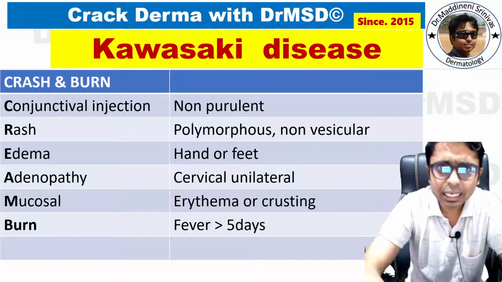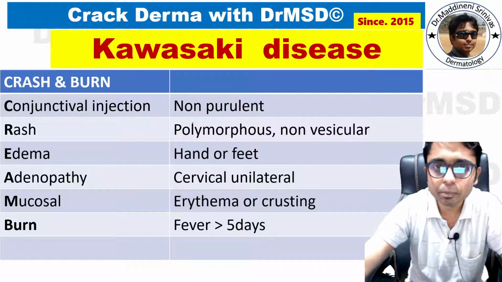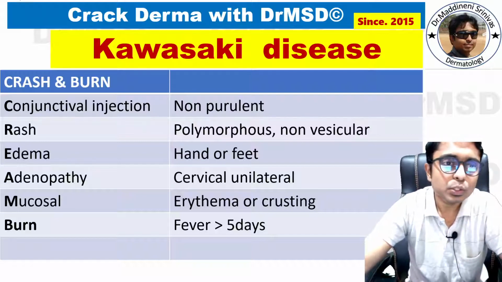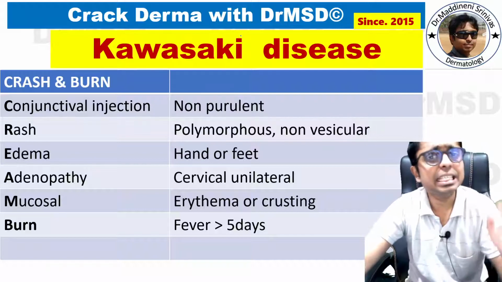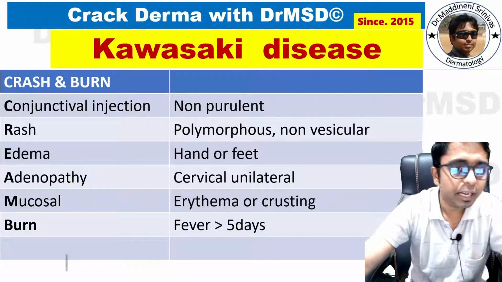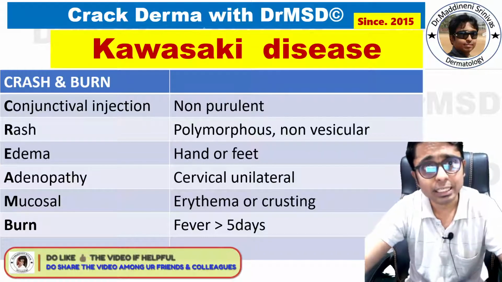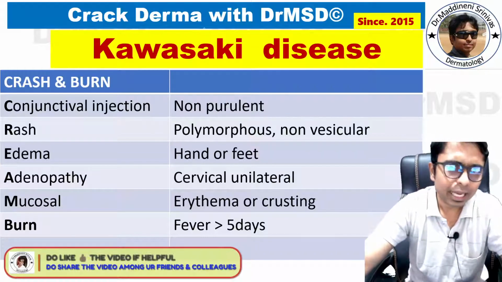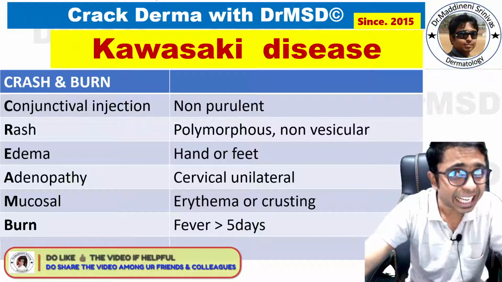And this is another mnemonic. Instead of CRASH and burn, here the mnemonic is CREAM. So C again is conjunctival injection, R is again rash, E is edema of the hand and feet, A is again adenopathy, M is mucosal erythema and crusting. Again fever will be there. So this is just another mnemonic, CREAM.